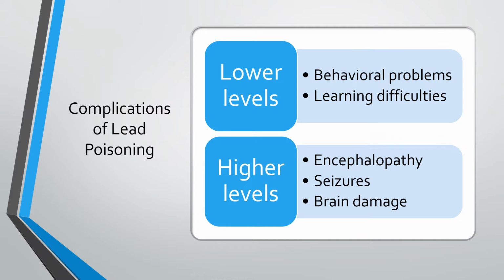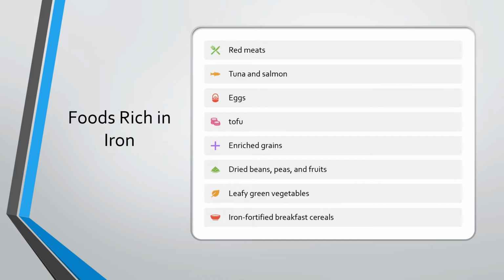So how do we prevent lead poisoning? We need to make sure we're doing lots of education at early screenings, and that's really the key to prevention. We need to help parents understand where that lead can be found. When we think just about foods rich in iron, especially for our anemics that have a dietary issue, these would be a lot of the high iron rich foods: red meats, tuna, salmon, eggs, tofu, grains, beans, leafy vegetables, cereals. So again, another educational point that we can do for our families.